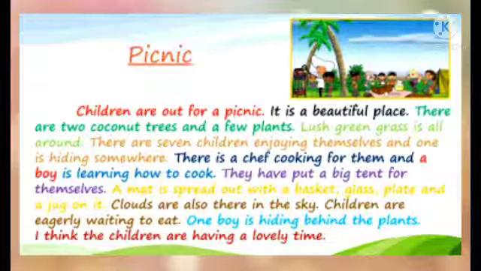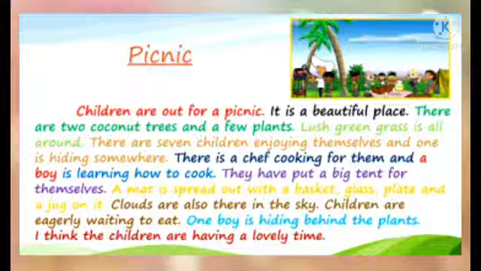Now children, let us form a composition based on our observation. Let us start. So first of all, we'll write the title of the composition, that is picnic. And let us start forming the sentences. Children are out for a picnic. It is a beautiful place. There are 2 coconut trees and a few plants. Lush green grass is all around.